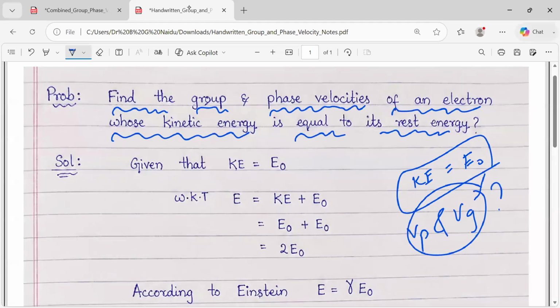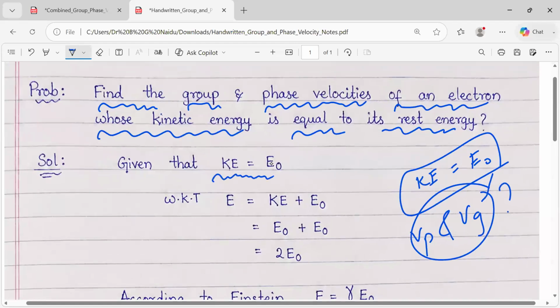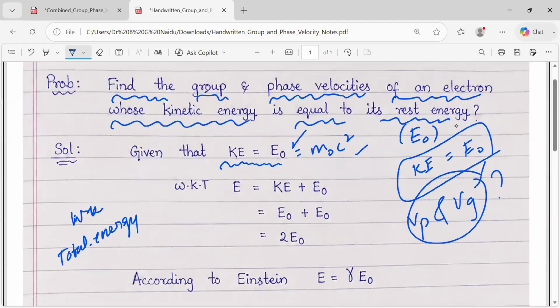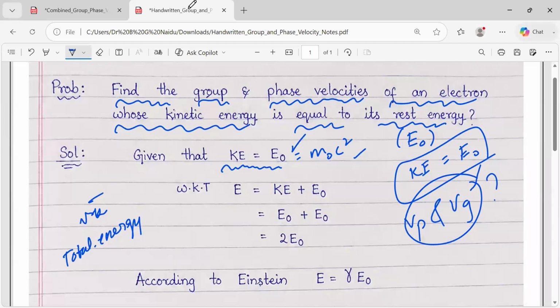We know it is given that the kinetic energy equals the rest mass energy. Usually rest mass energy is denoted by E naught, which we can also call m naught c². We know that total energy can be written as kinetic energy plus rest mass energy.